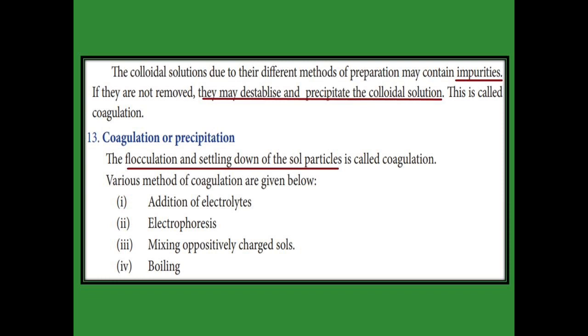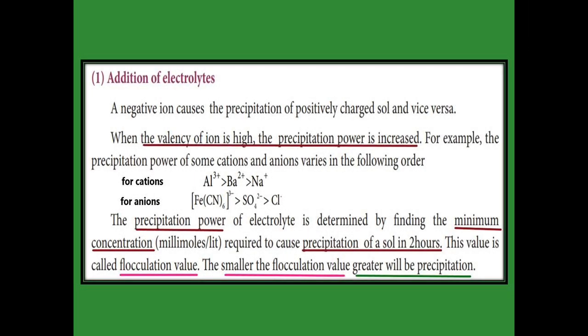The coagulation process occurs by various methods: by addition of electrolyte, by electrophoresis, by mixing of oppositely charged sols, and by boiling. From these four methods coagulation will occur. Coagulation by addition of electrolyte: the negative ion precipitates the positively charged sol. In the same way, the positive ion causes precipitation of the negatively charged sol.